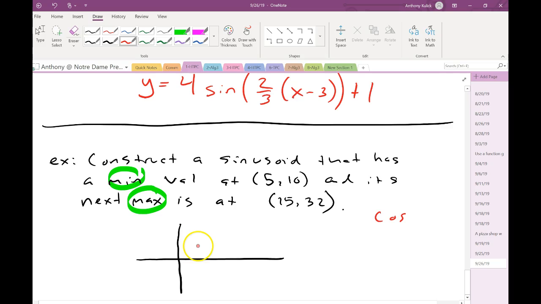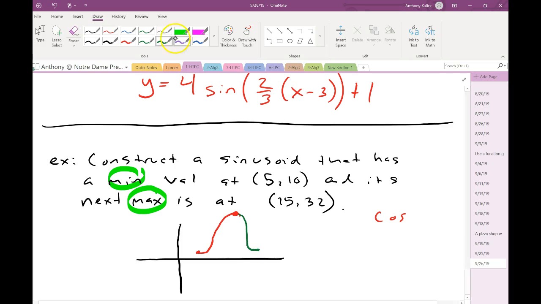Okay, so if I were to plot this, I have a minimum here at 5,10, and its next maximum is here at 15,32. Everybody agree with that? So I have this much of my graph. Is that a full period? No. What does that look like to you guys?